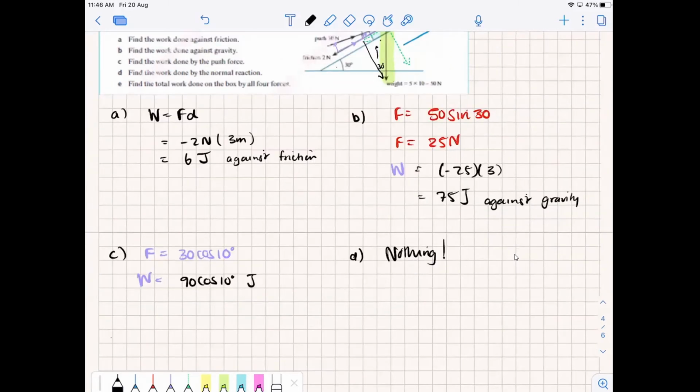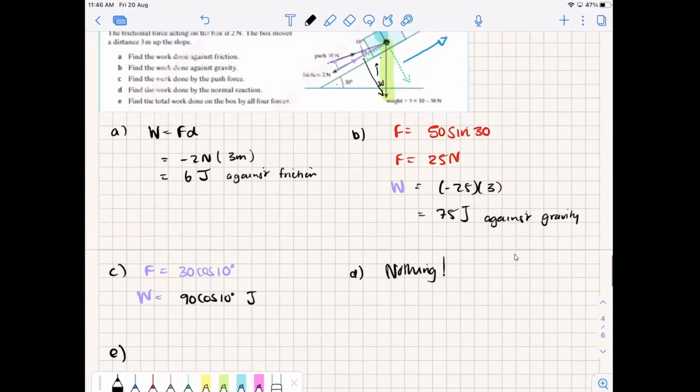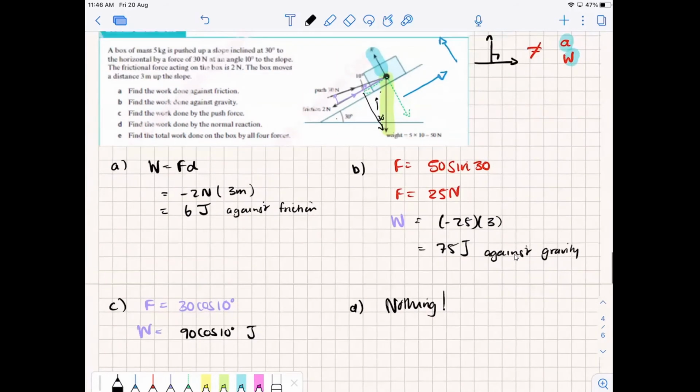Okay, finally we get to the crux. The finale. Find the work done on the box by all 4 forces. So let's go back and look at all 4 forces. We had the force against friction, the force against gravity, the pushing force, and the normal contact force. And we want to work out the total work done.